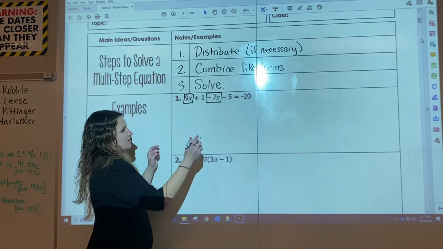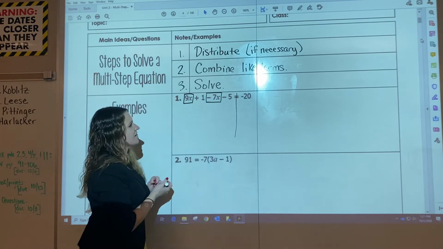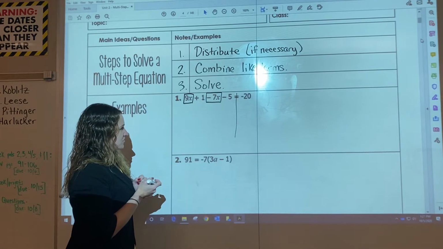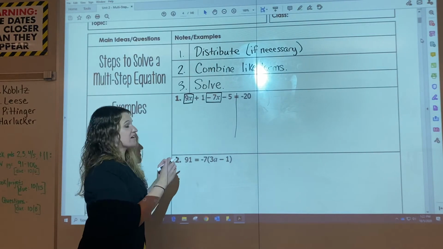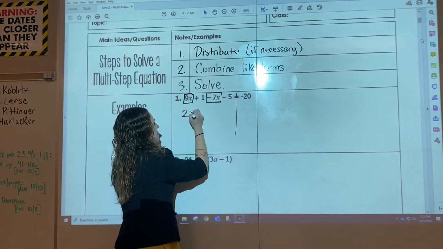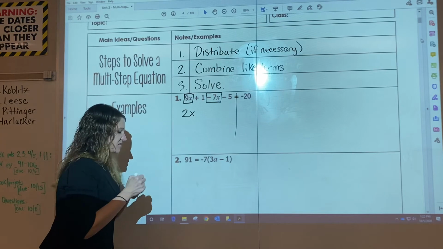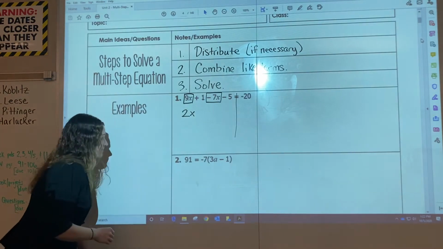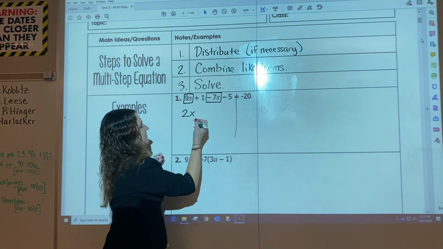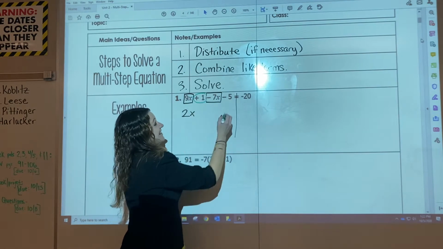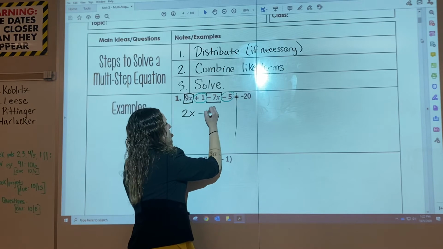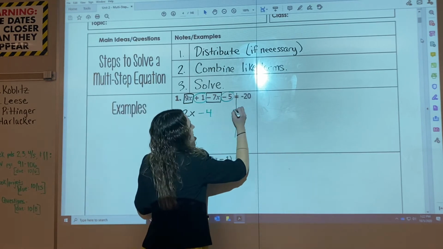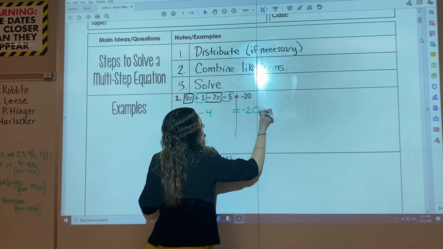And you know, before I do any of that, let me draw my line here. Okay. So those are like terms. When I put those two together, 9 and a negative 7 gives me a positive 2x. Let's look for another set of like terms. We've got a positive 1 and a negative 5, which together give me negative 4. I'm going to bring down my equal sign and bring down my negative 20.